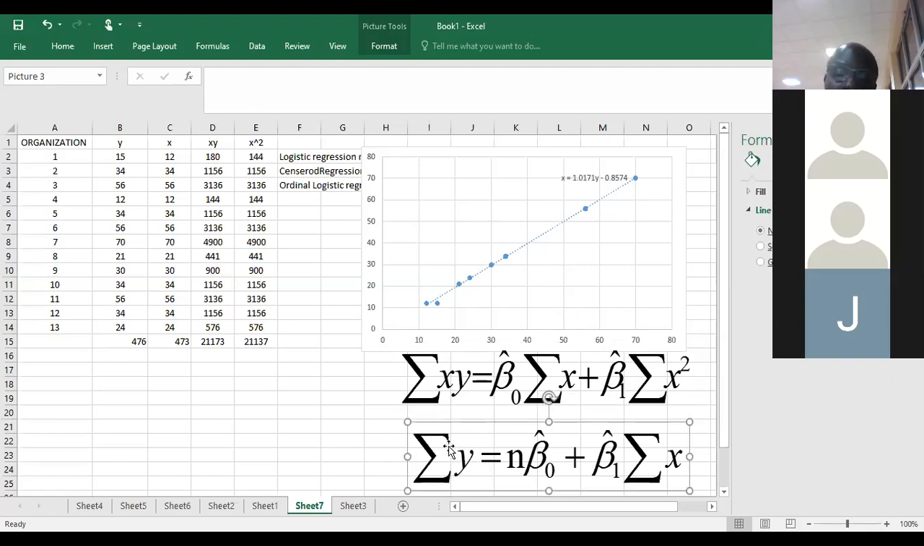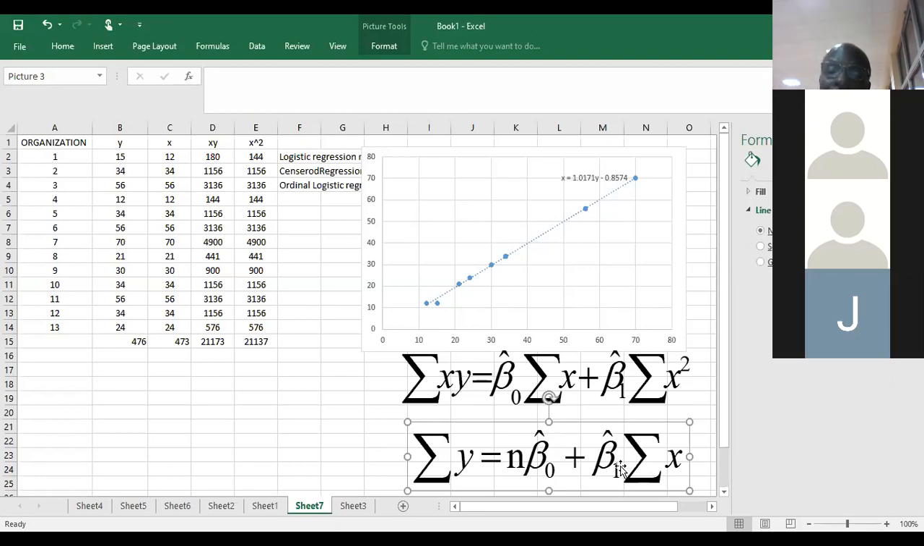Below it, you write 476 equals, what is n in this problem? 13. 13 beta naught cap plus 473 beta 1 cap. Are we done with that, please? Yes. Good. Label that as equation 2. You see me, I don't want to go to Word to start making this aesthetic here.